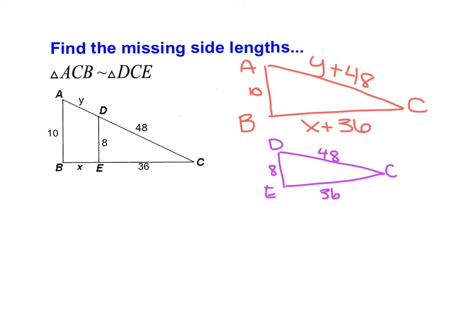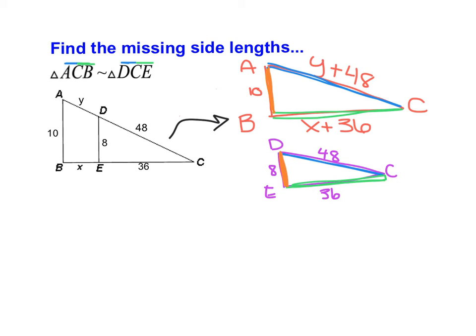So now I'm going to move on and actually identify the corresponding sides. We have A and C. Those are corresponding with D and C. Then I have C and B corresponding with C and E. And then lastly, I have A and B corresponding with D and E. So I can now see all of my corresponding side lengths. So these take a little bit of time to set up. You want to draw the two triangles separately so you can clearly see them. And then from there, you want to identify all of those corresponding side lengths.